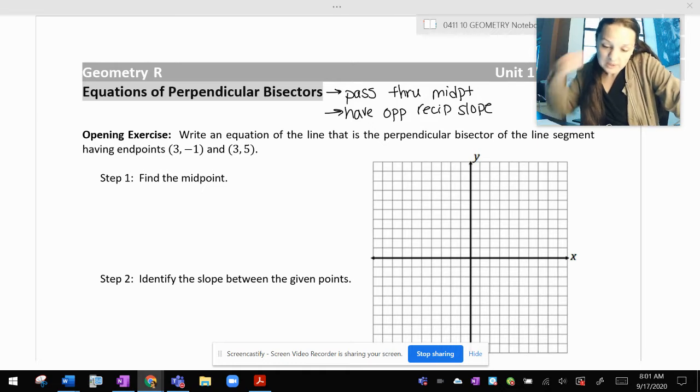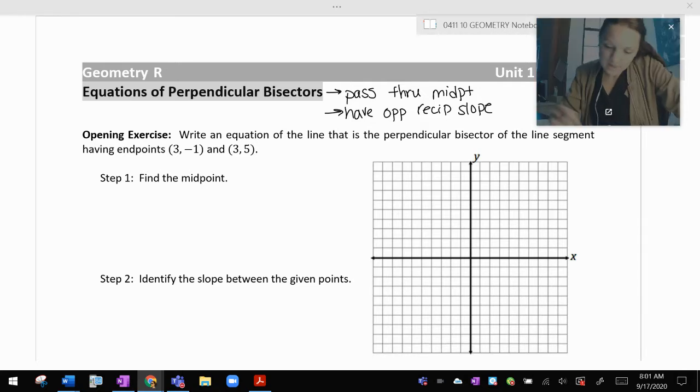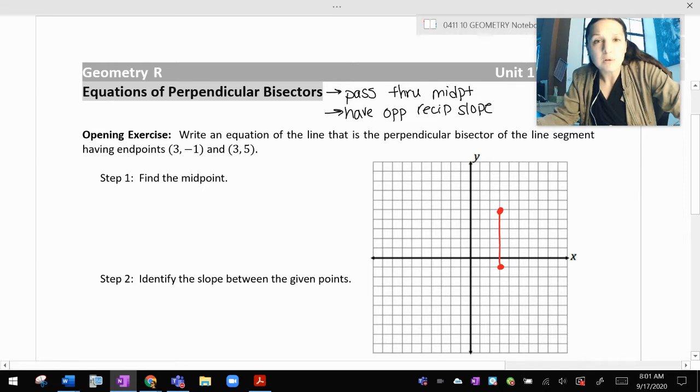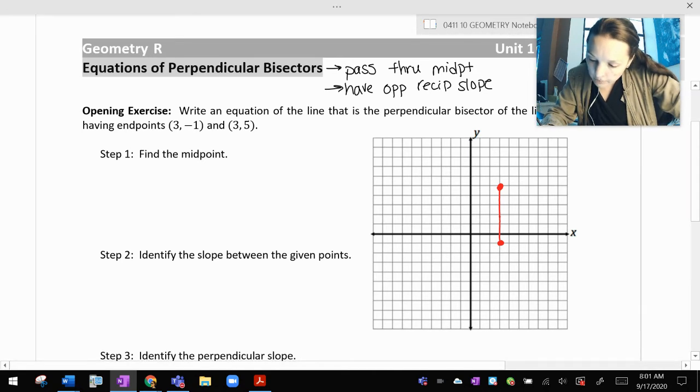Write an equation of a line that is the perpendicular bisector of the line segment having endpoints (3, -1) and (3, 5). Plot -1 and 1, 2, 3, 4, 5. If I want the perpendicular bisector, it's got to go through the middle and have an opposite reciprocal slope. So, step 1, find the midpoint. This is vertical, so let's just count the midpoint. I went up 1, 2, 3, 4, 5, 6, so my midpoint would be up 1, 2, 3. There's the midpoint, the point (3, 2).